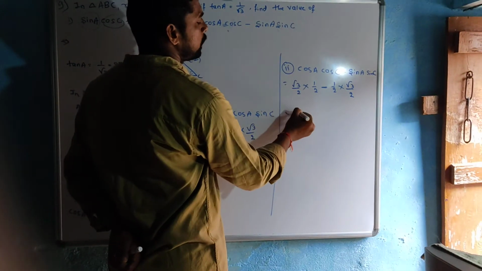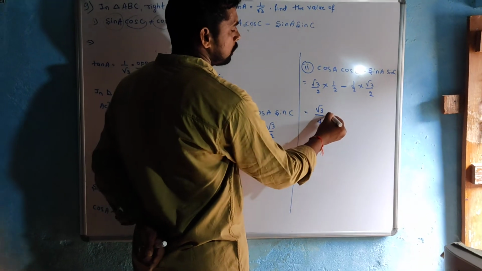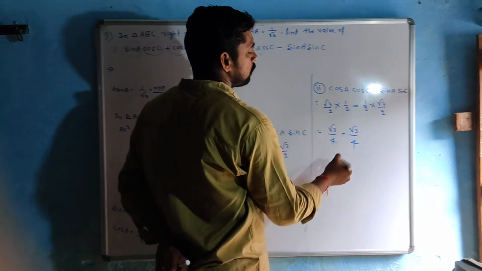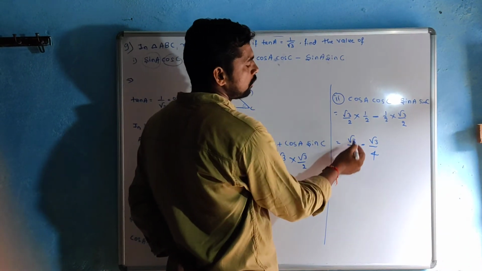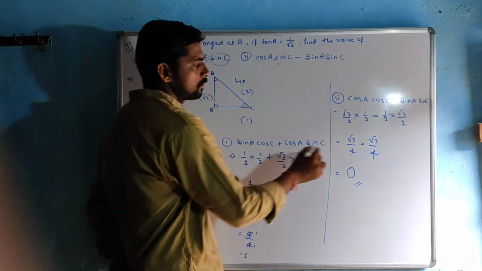So here root 3 into 1 is root 3. 2 2s are 4. Minus 1 into root 3 is root 3. 2 2s are 4. Both are root 3 by 4 minus root 3 by 4. Answer is 0. This is the answer, it is 0.